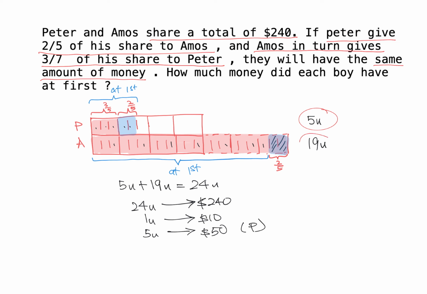What about Amos? Amos started with 19 units. Therefore, 19 times 10 equals $190. Amos started with $190. That's the answer for both of them.